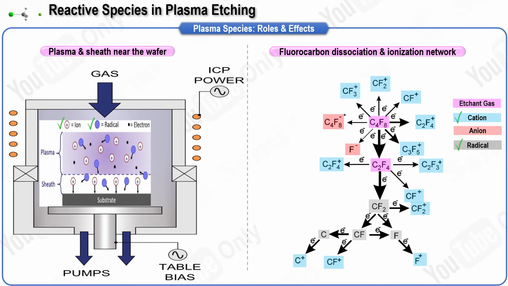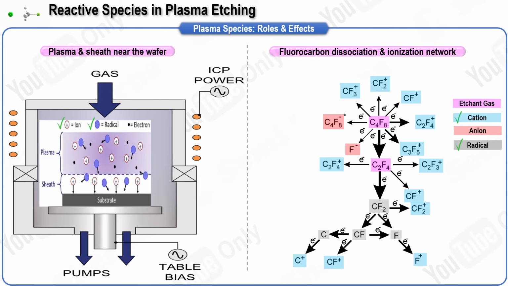Next, consider radicals. Stable molecules are dissociated by the plasma and produce radicals with high chemical reactivity. Molecular radicals include CF3, CF2, and OH. Atomic radicals include F, O, and H. Radicals react readily with the substrate at typical plasma etch temperatures and often live longer than ions in the discharge.